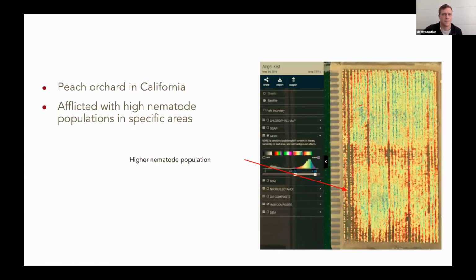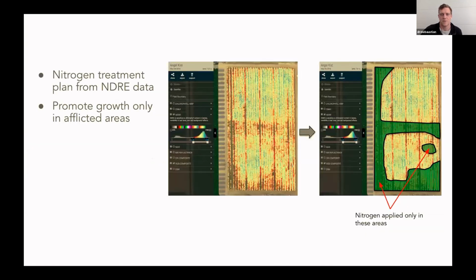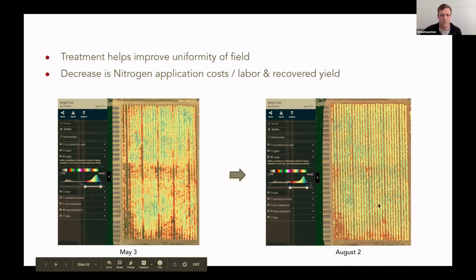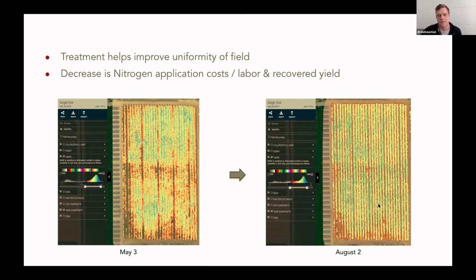This is a peach orchard in California where we created zones based on the weak spots with the chlorophyll map, and then the farm manager did a nitrogen application based on that, and then you can see the before and after of that effect. So the field improved quite a bit from May 3rd to August 2nd after the application.